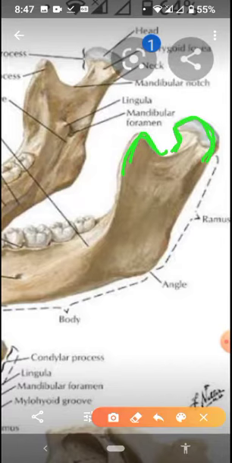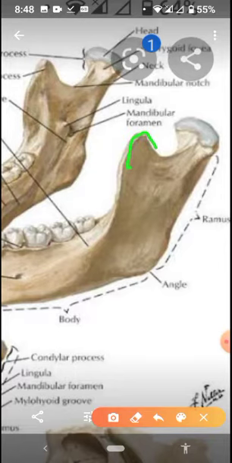Let me tell you that the condylar process articulates with the temporal bone and forms the temporomandibular joint. It is also called the head. This part is also called the head of this ramus, and this is the coronoid process.